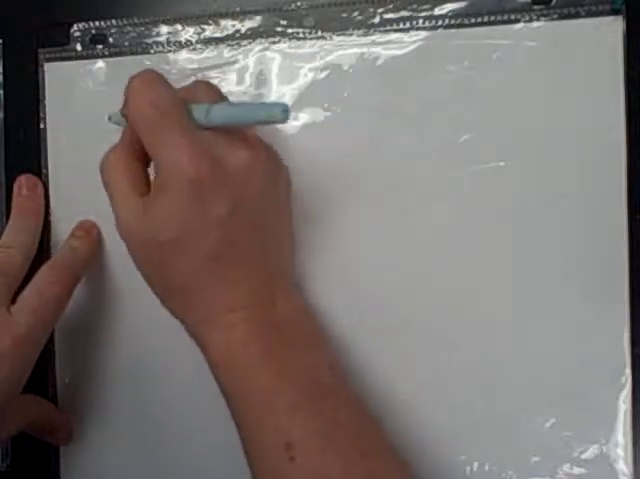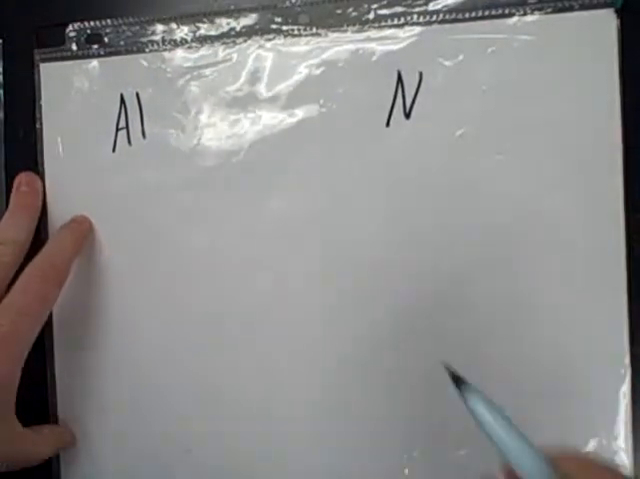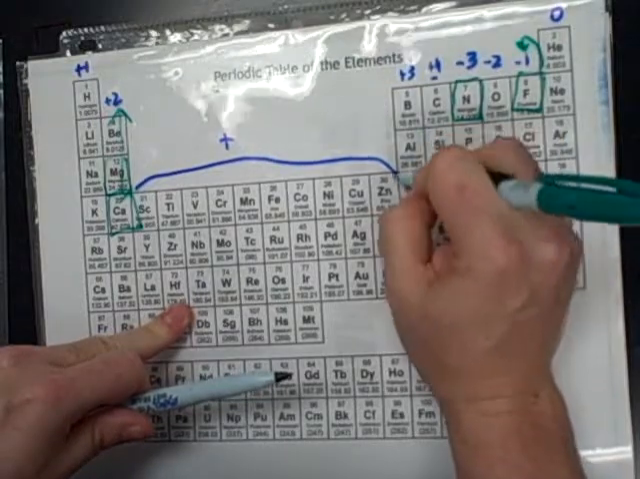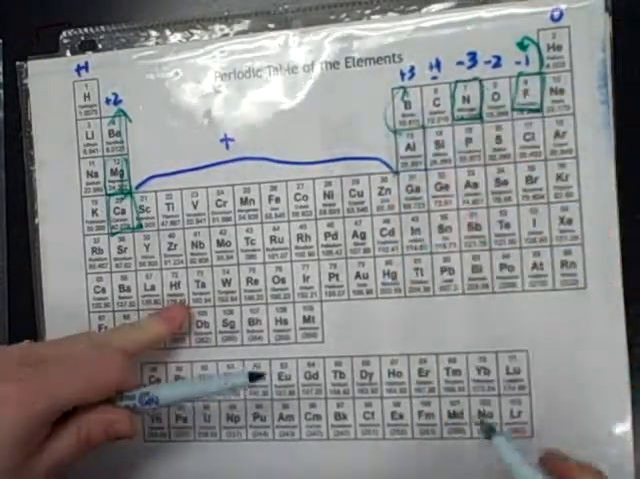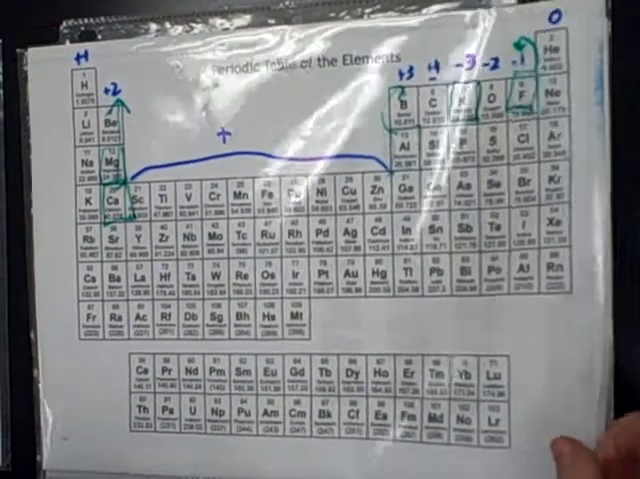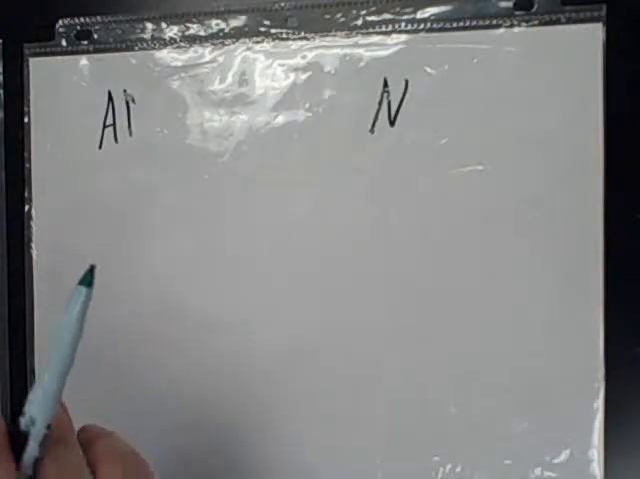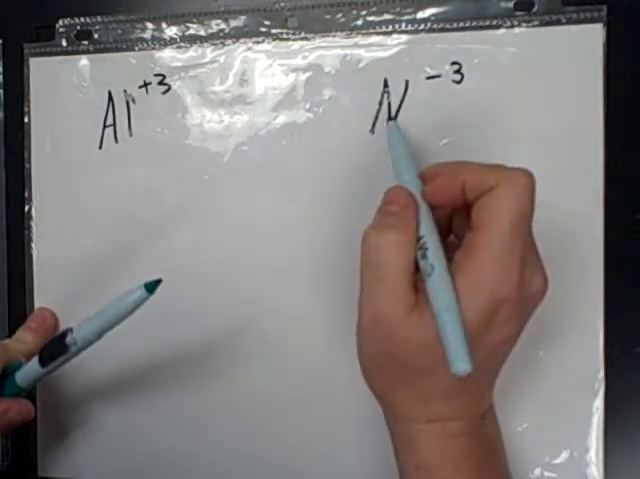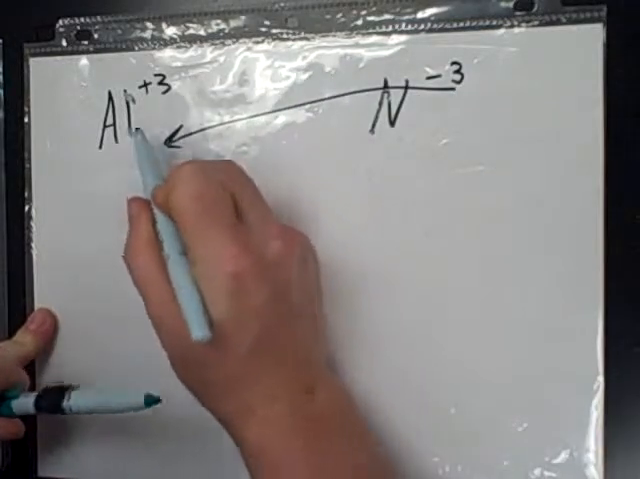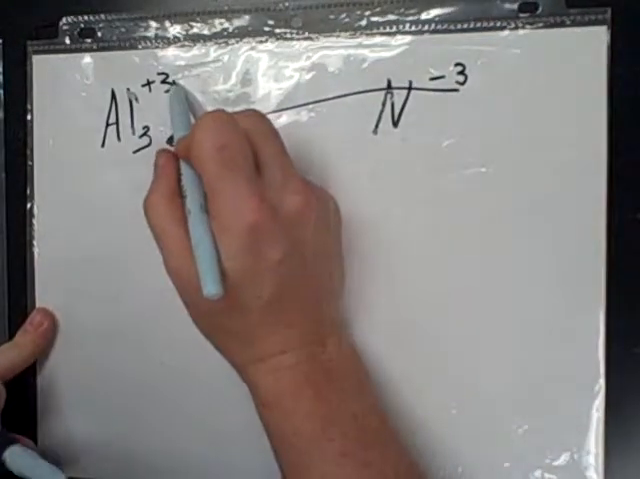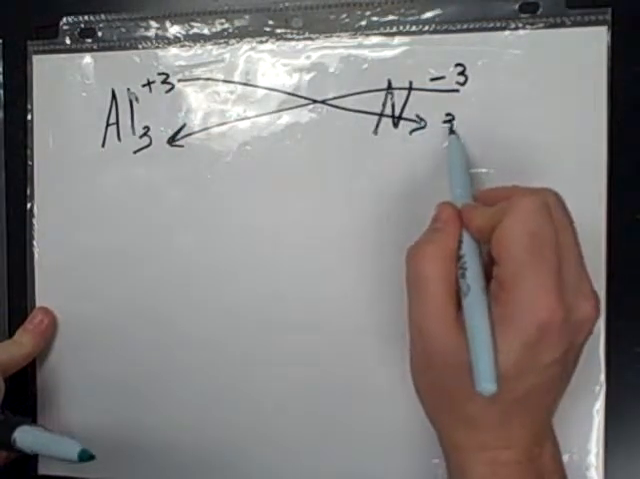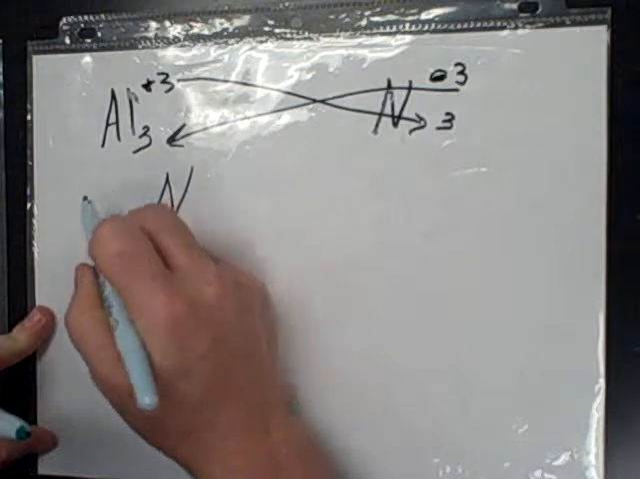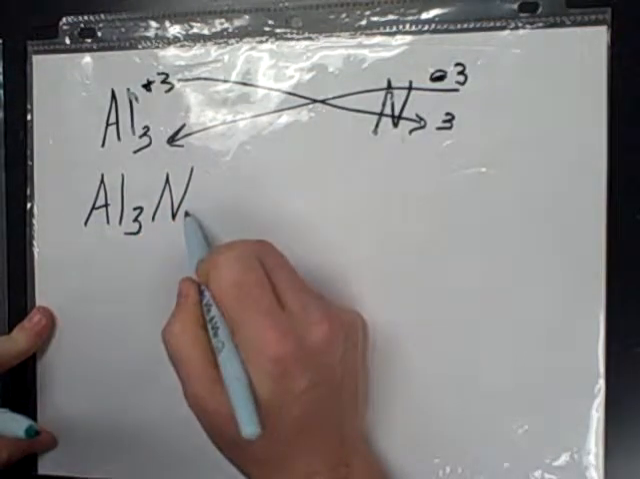Now if we take a look at aluminum and nitrogen. Aluminum in group 13 has a 3+ ion charge. Nitrogen, we know from the last problem, has a 3- ion charge. So here we have aluminum with a +3, nitrogen with -3. The 3 from the nitrogen crosses over to become the 3 underneath the aluminum. The 3 on the aluminum crosses over to become the 3 underneath the nitrogen. The plus and the minus symbols disappear. So now we have Al3N3.